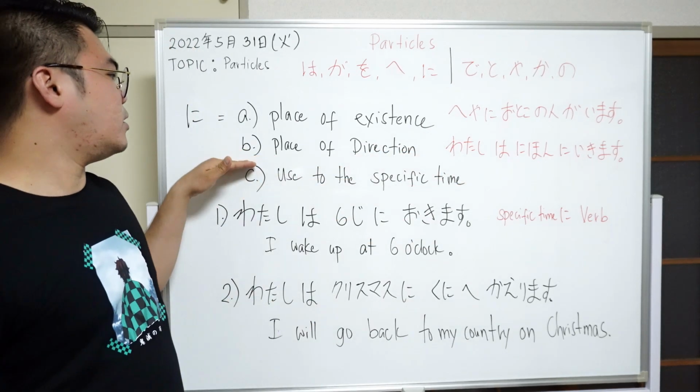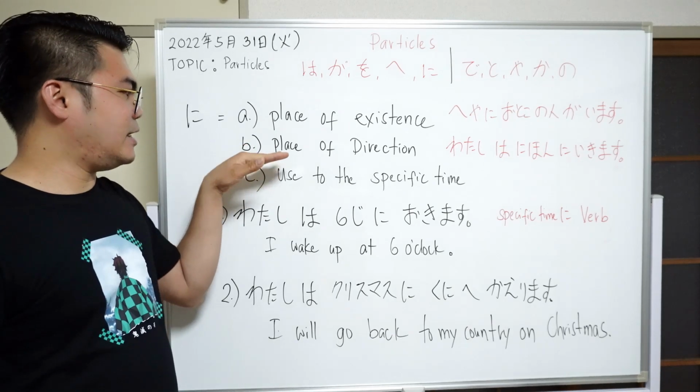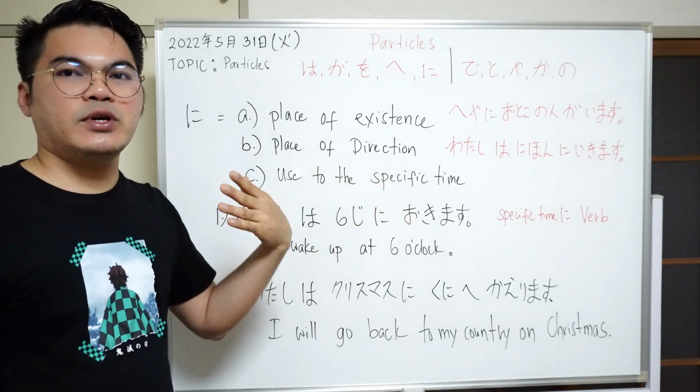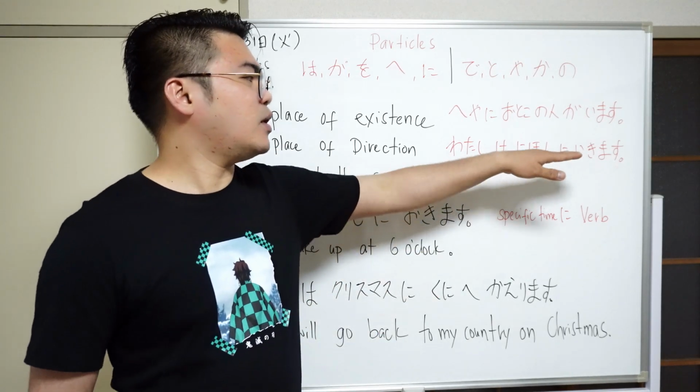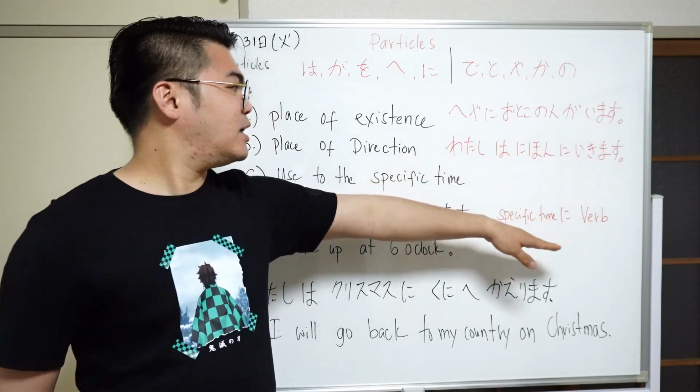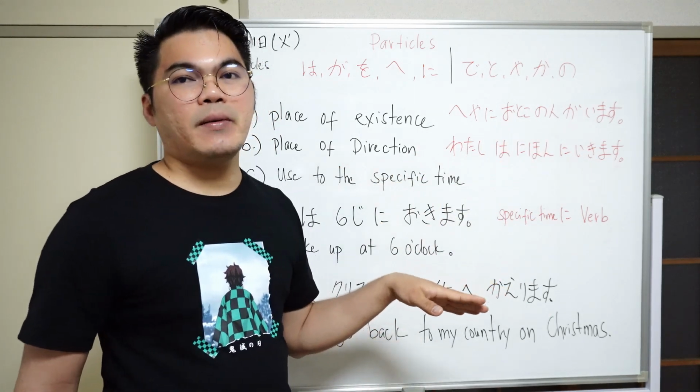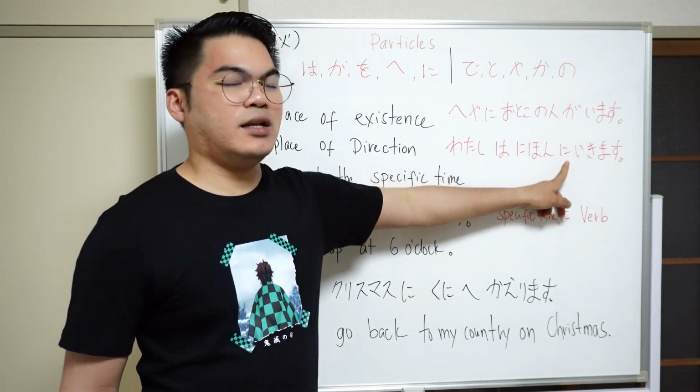And the second usage of particle ni is the place of direction. For example, watashi wa Nihon e, Nihon ni ikimasu. Nihon is the place of direction. That's why we put particle ni here.